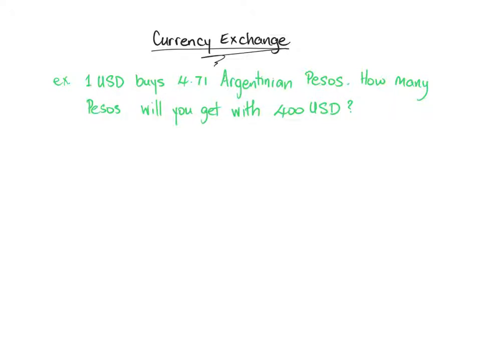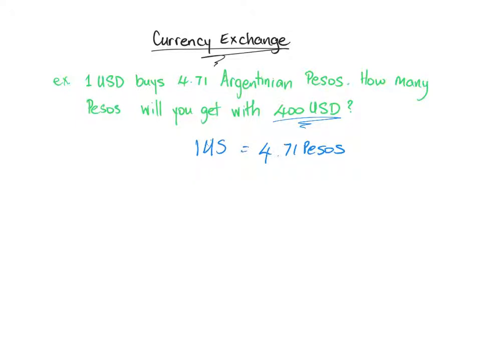So here we have that $1 is equal to 4.71 pesos. So let's write that down first. 1 US equals 4.71 pesos. And we want to know how much 400 US would be. So where am I going to write the 400 US?